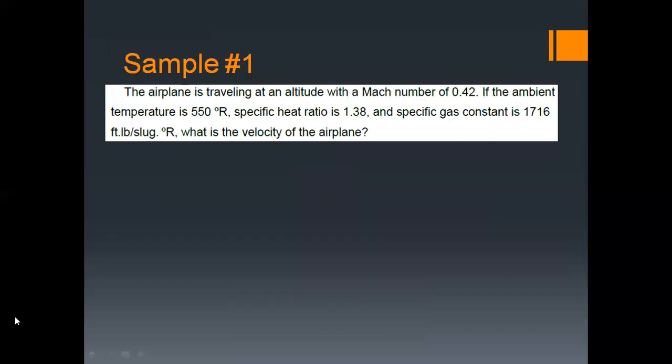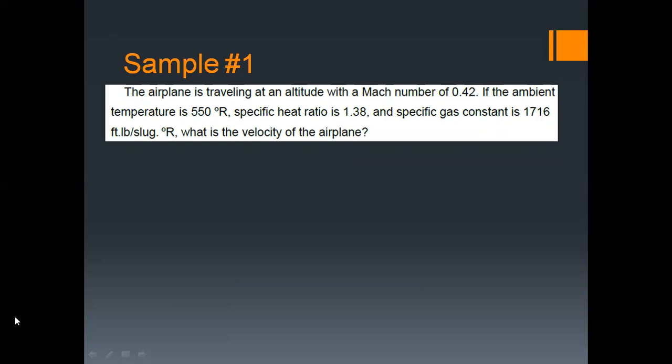Okay? So, sample problem agad tayo. So, try to pause the video, basahin mo yung problem, then try to solve, okay? So, the airplane is traveling at an altitude with a Mach number of 0.42. If the ambient temperature is 550 Rankine, specific heat ratio is 1.8, the specific gas constant is 1716.5. All right, then what is the velocity of the airplane?